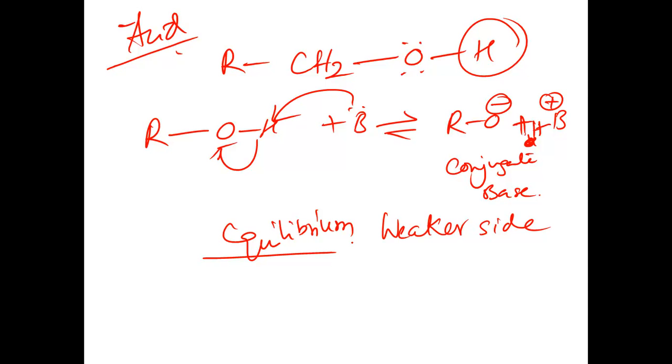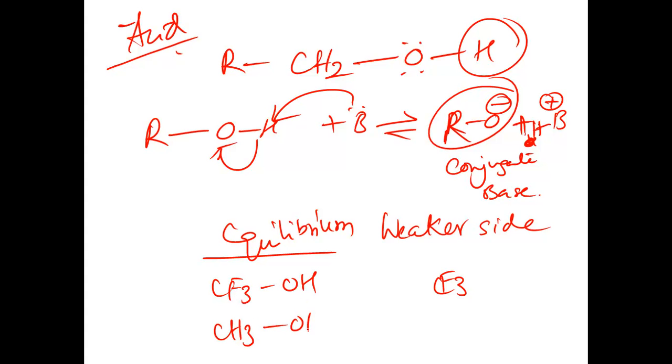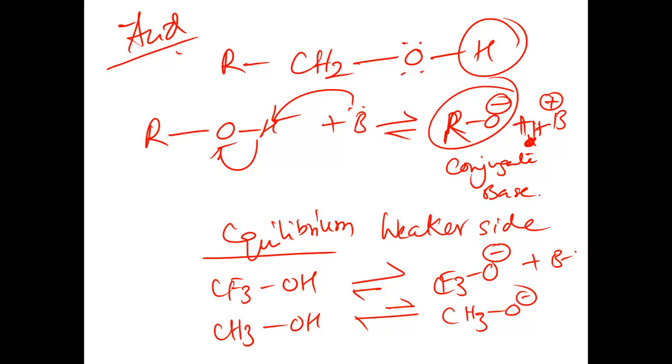So the equilibrium lies to the weaker side. That means if this is a strong conjugate base, it picks the proton and goes back. This is a strong acid. What do we mean by the stability of the conjugate base? Depending upon the nature of the R group, if R is electron withdrawing, let's say we have CF3OH and we have CH3OH. Which one is the stronger acid? We have CH3O minus and we have CF3O minus.